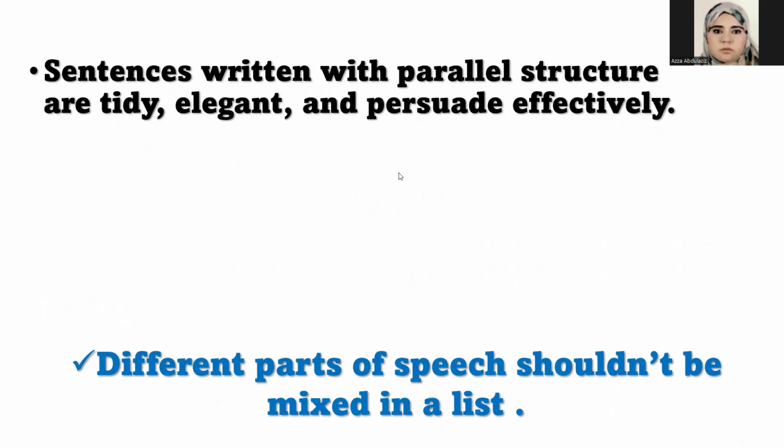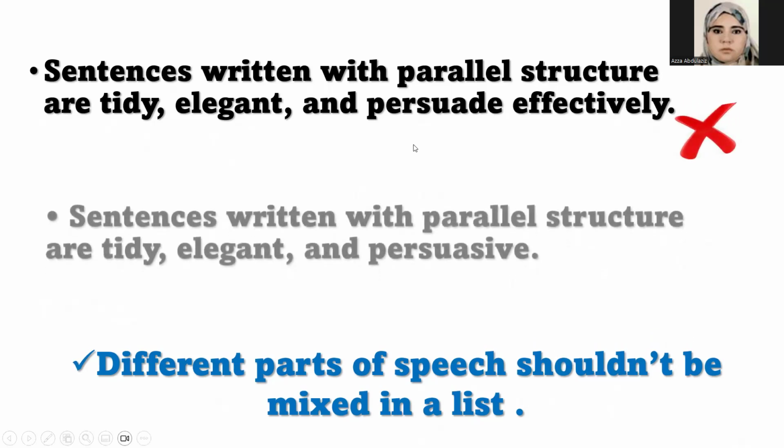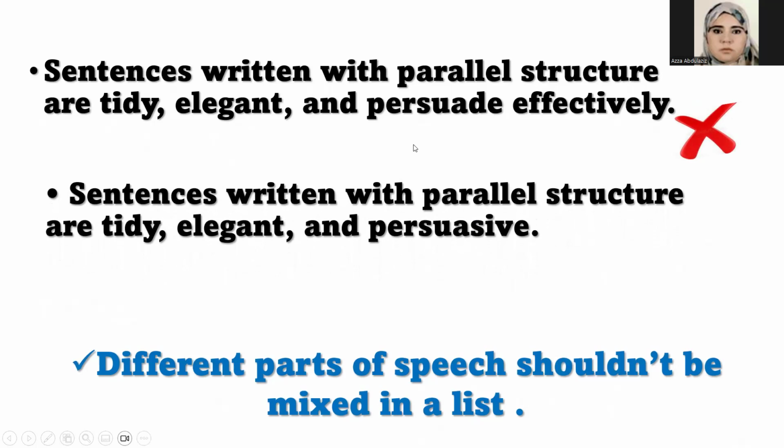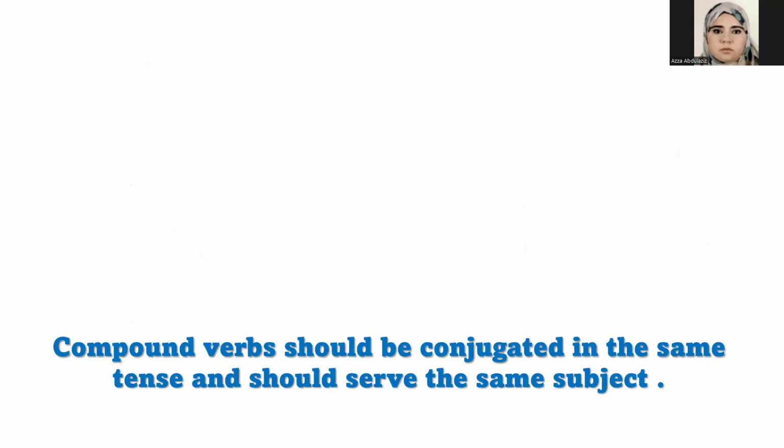So if we'd like to correct it, it will be something like: sentences written with parallel structure are tidy, elegant, and persuasive. Here, the parts of the list all are adjectives, which means the sentence is parallel. So always remember that different parts of speech shouldn't be mixed in a list. This is the first one. Let's see another example.